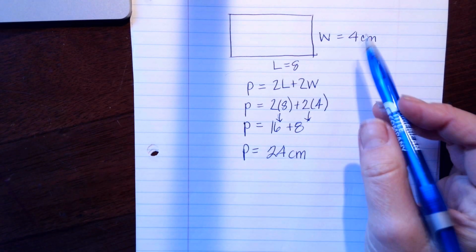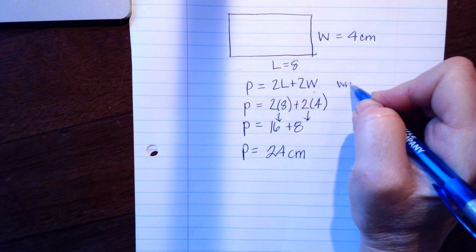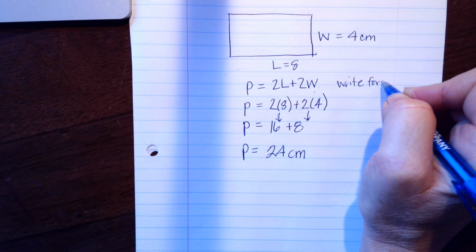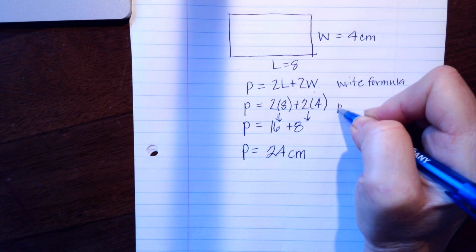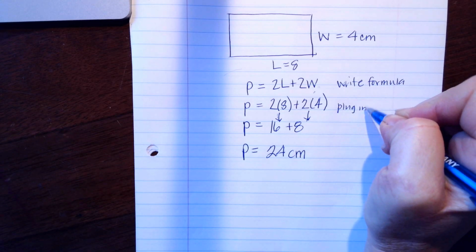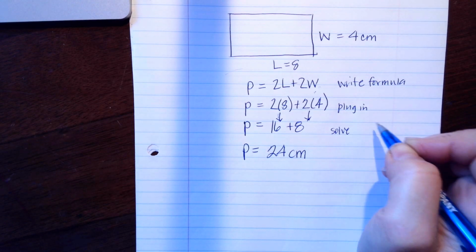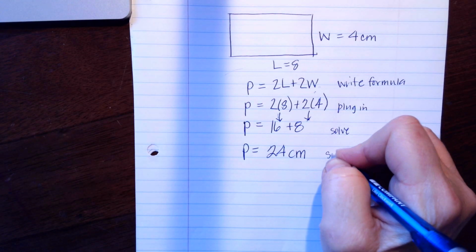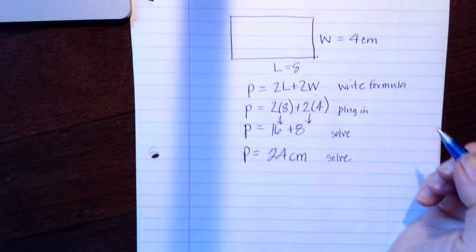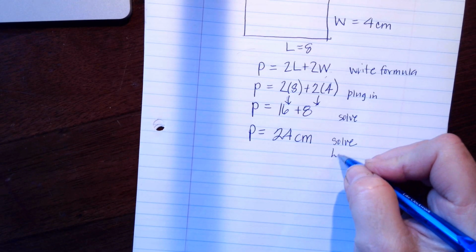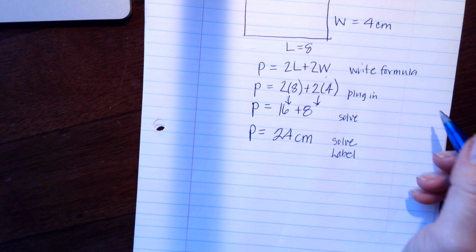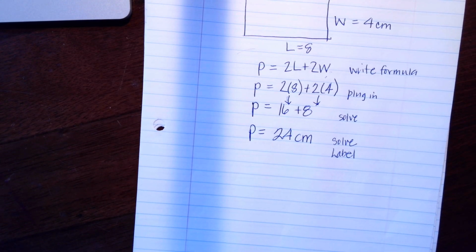It's going to have 4 steps. It's going to be writing the formula. It's going to be plugging in the numbers. And then you're going to solve for the individual numbers, and then you're going to solve for the whole thing. Does that make sense? The last step is labeling your answer with whatever the unit is.